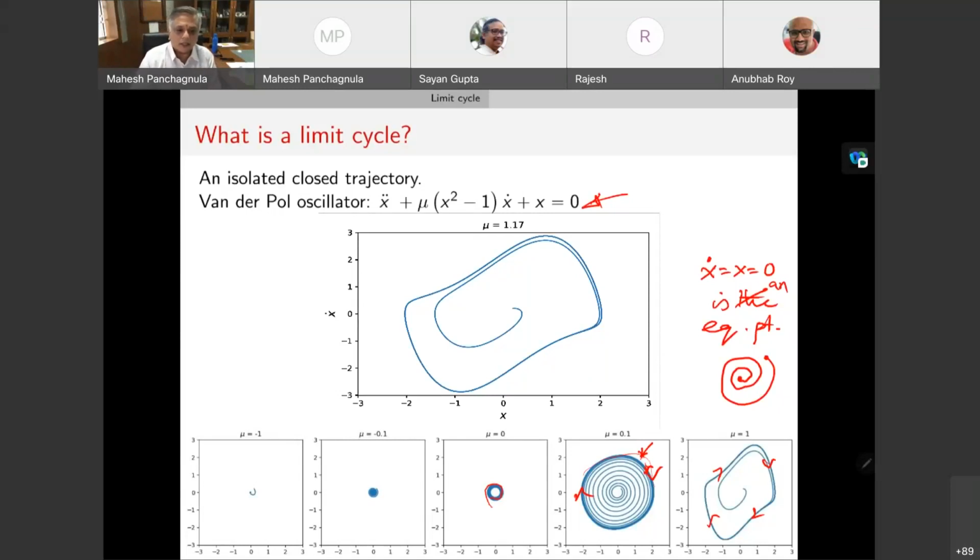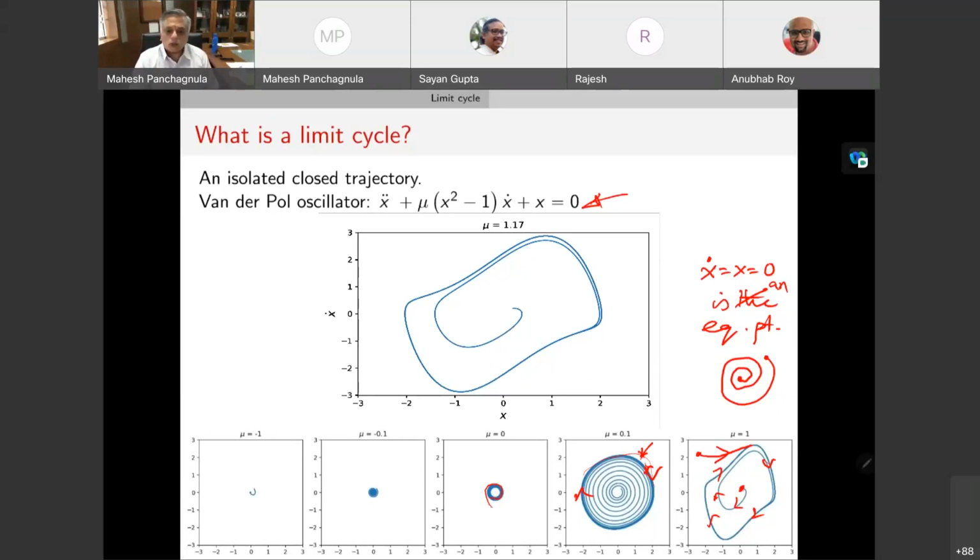There's a very nice pattern that describes how the size itself evolves. But any initial condition, say starting here, is now going to spiral out until it reaches that solution. If you start with an initial condition outside, that trajectory would evolve towards this limit cycle.